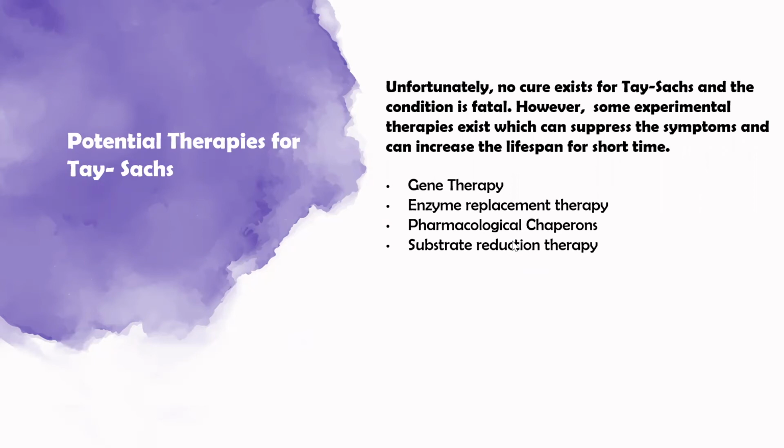Unfortunately, no cure exists for Tay-Sachs and the condition is fatal. However, there are some experimental therapies which are not approved by the FDA but available in clinical trials, which can suppress the symptoms and can increase the lifespan for a short time. These therapies include gene therapy, enzyme replacement therapy, pharmaceutical chaperones, and substrate reduction therapy.